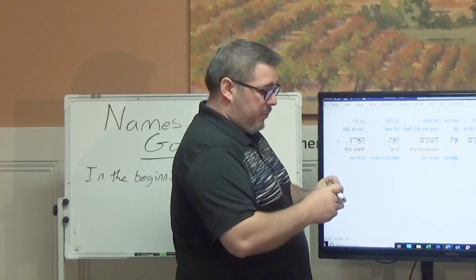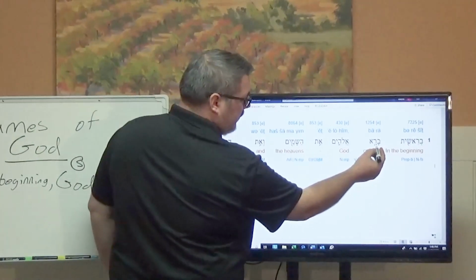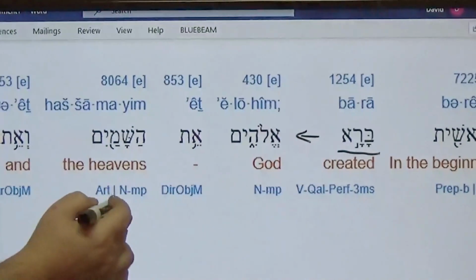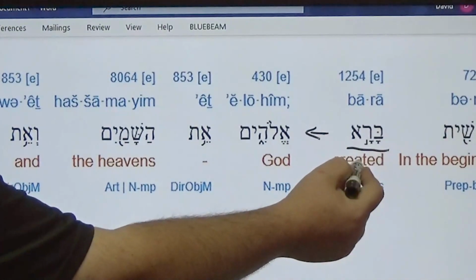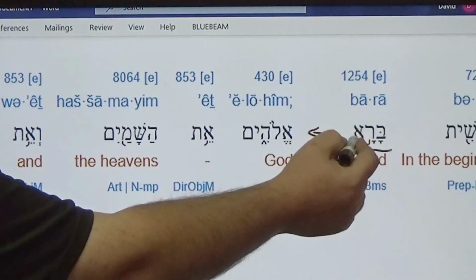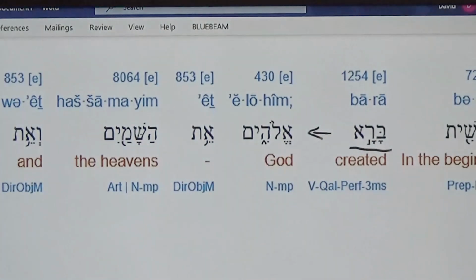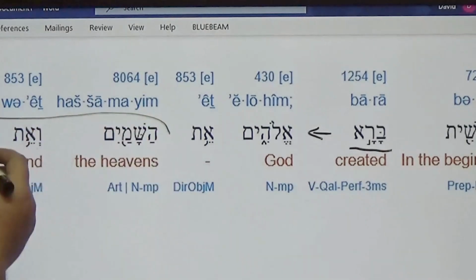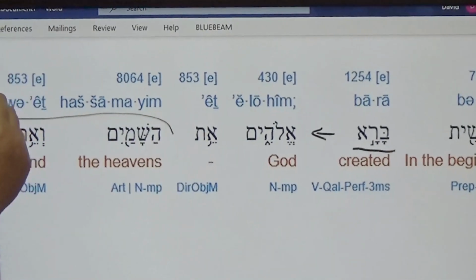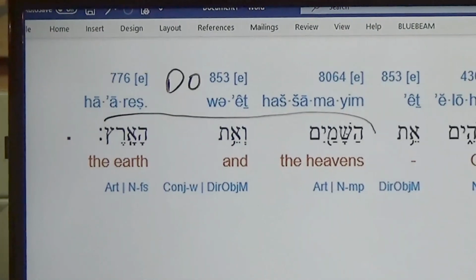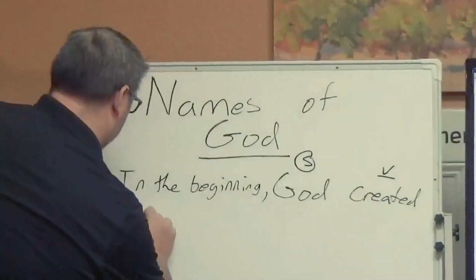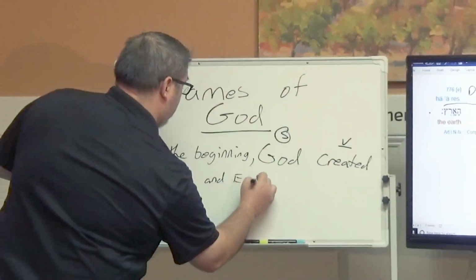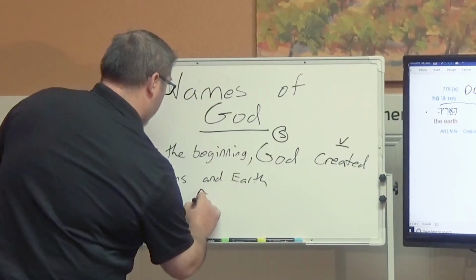In Hebrew, your verb always precedes the noun. So, in this instance, we have created. Well, who did the creating? God. And then over here, we have our direct object. If we look back at the way we write it, He created the heavens and the earth. And this would be our direct object.